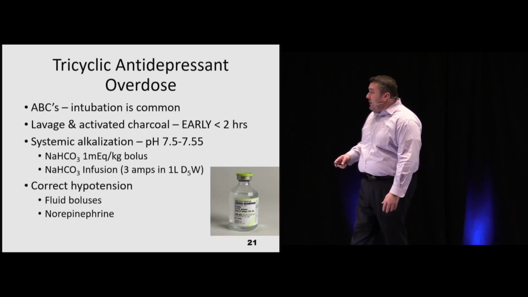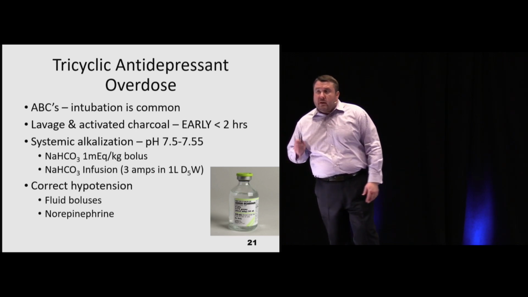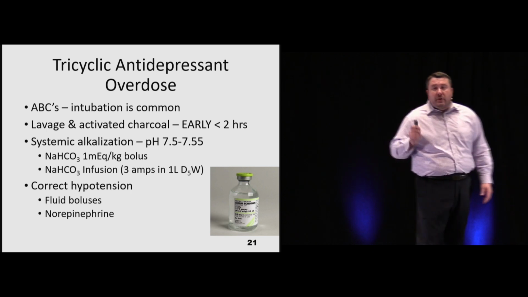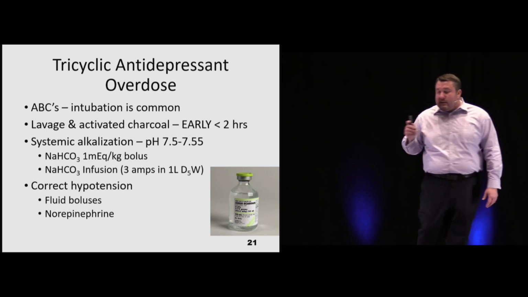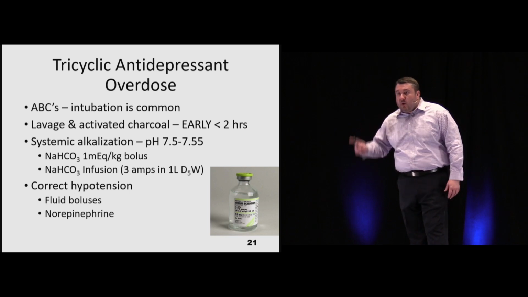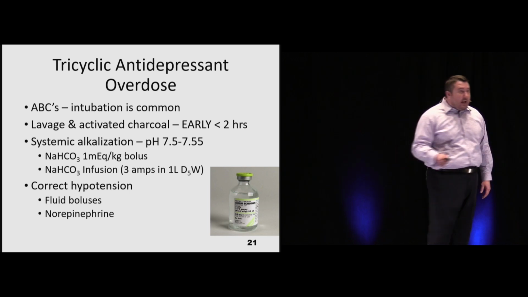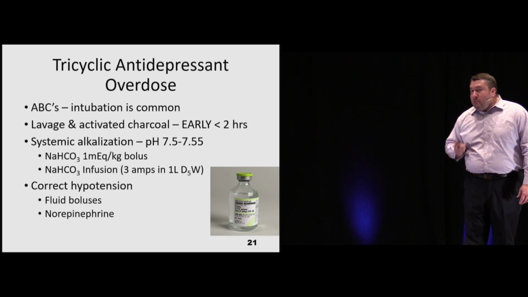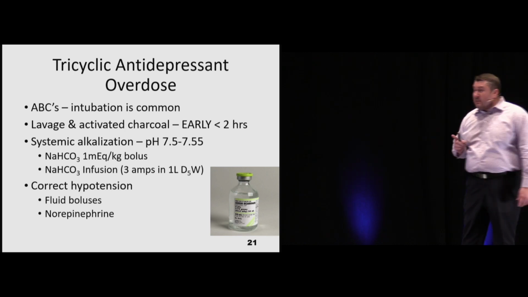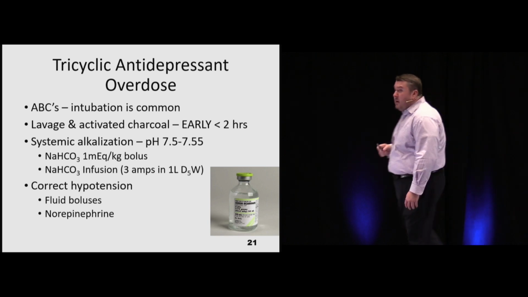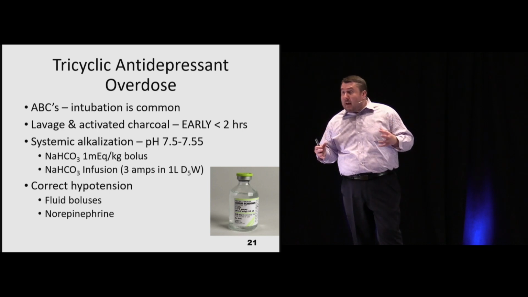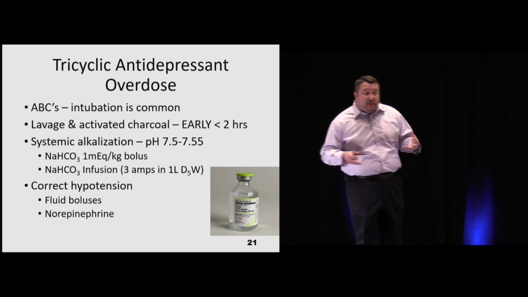So we secure the airway if we need to. Our focus is going to be on systemic alkalization. The whole goal here is to alkalize their urine. If we alkalize the urine, that's going to increase excretion of the tricyclic and help facilitate faster removal. We may try hemodialysis, but hemodialysis is not very effective for tricyclics because tricyclics are very tightly protein bound. So we'll do systemic alkalization, trying to facilitate excretion that way.